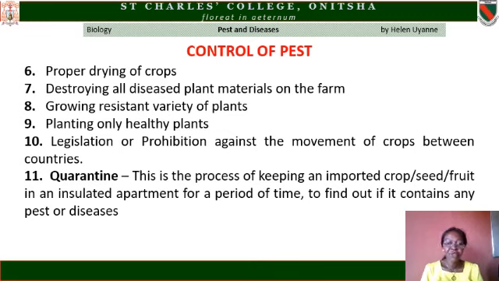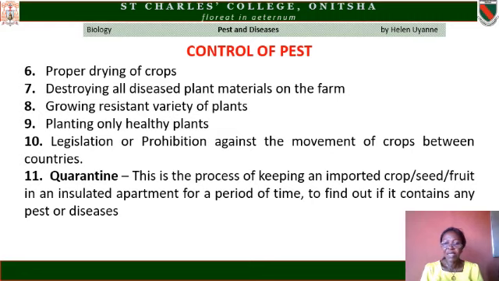Then the next one, growing resistant varieties of plants. We have some plants that are resistant to diseases. You go for those kinds of plants. Then we have the next one, planting only healthy plants. You discard the sick ones, the diseased ones, and you go for only the healthy ones to have a healthy farm. Then the next one, legislation or prohibition against the movement of crops between countries.